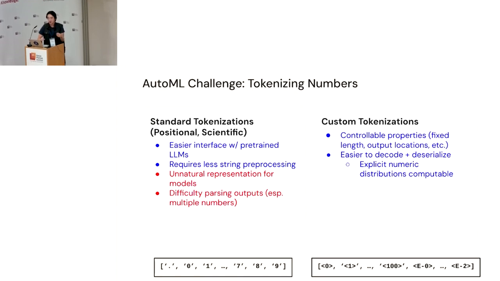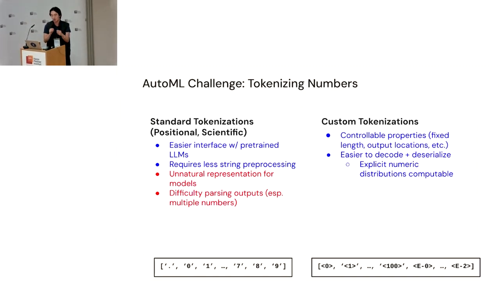And also, with these kinds of customized versions, you can actually compute explicit numeric distributions, right? You can basically look at the distribution of the token outputs, and therefore this leads to a distribution. You can turn it into a TensorFlow Probability object or whatever, and do some probabilistic post-processing.